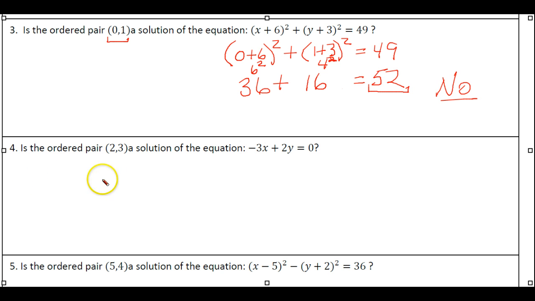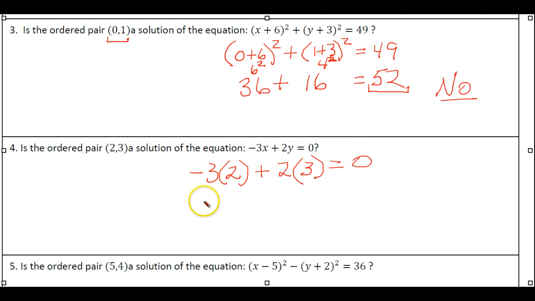All right, let's take a look at number 4. It's going to be a negative 3 times 2, which is our x, plus 2 times 3. Does that equal 0? Well, this is a negative 6, and this is a positive 6. And when we add that up, this checks out. So this is a yes.